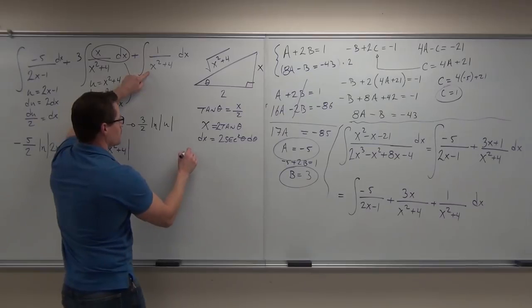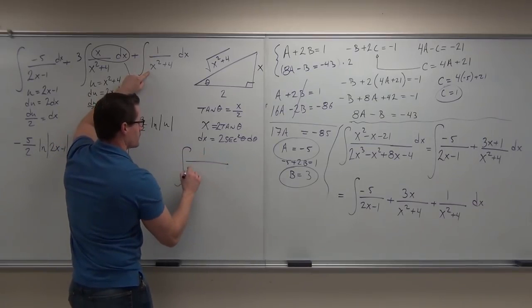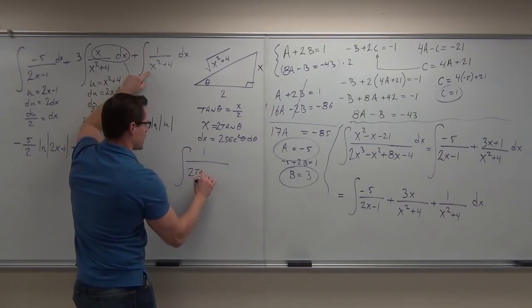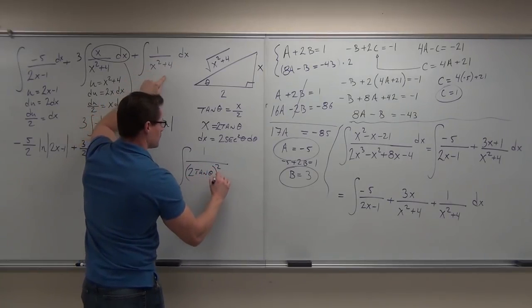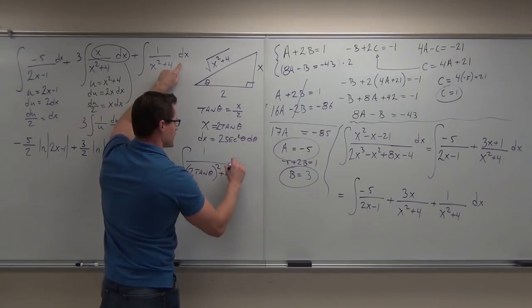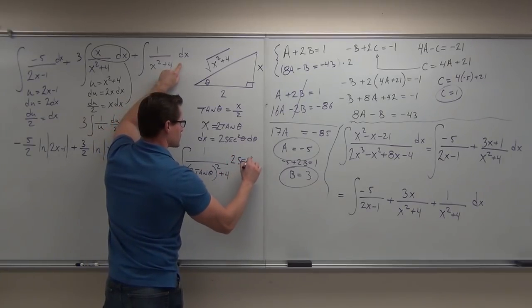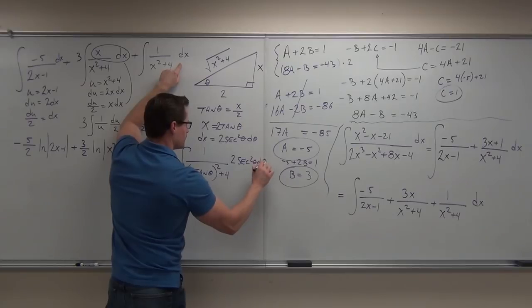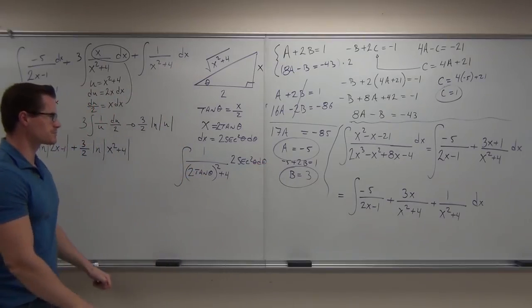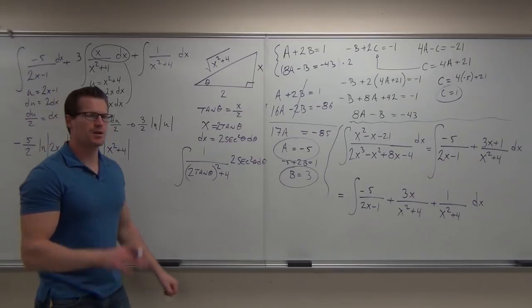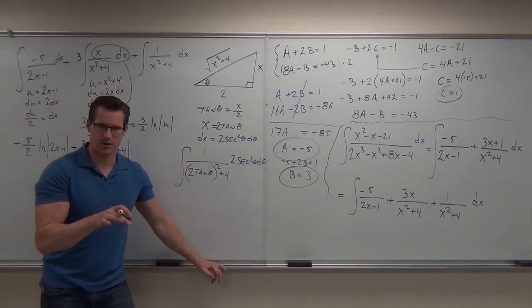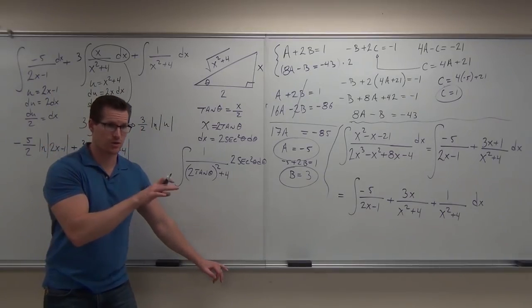Our integral would equal 1 over 2 tan theta squared plus 4, and our dx would equal 2 secant squared theta d theta. I know I just went really fast on this. Are you following that one? You sure? The triangle's the hardest part, right?